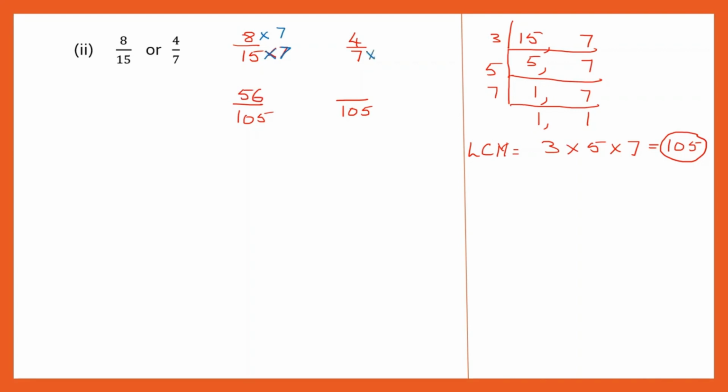7 into 15 is 105 and 4 into 15 is 60. So now we have two like fractions and 56 is smaller than 60. That means this fraction 8/15 is smaller than 4/7. Let me write that down. 8/15 is smaller.